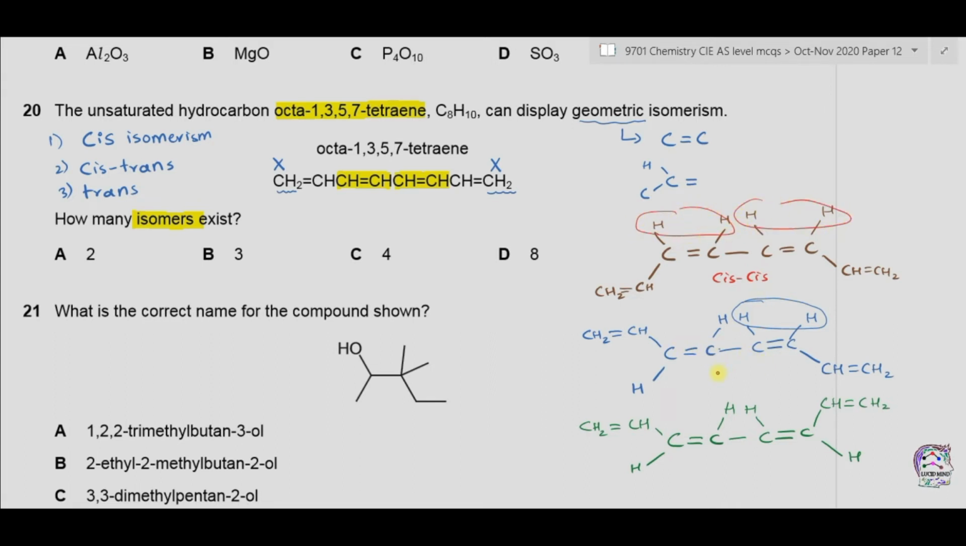We can write trans, cis, or the other way around, we can say cis-trans. For third one, we can say trans-trans. So therefore, option B is correct.